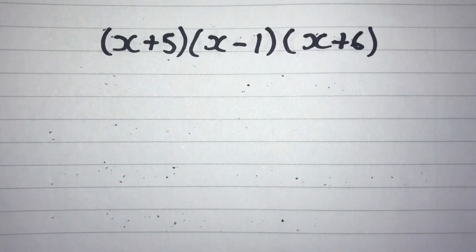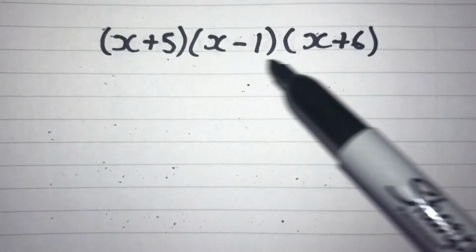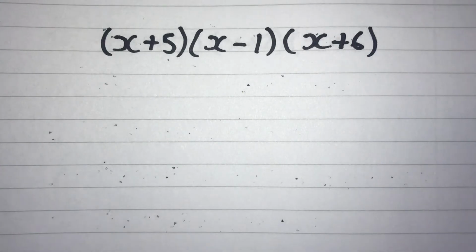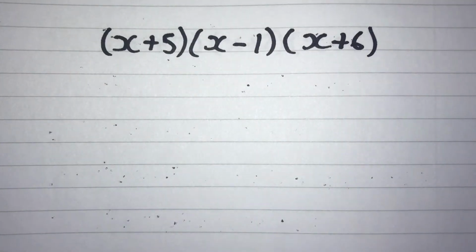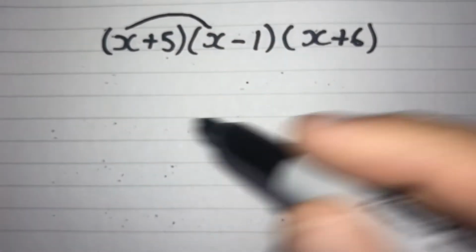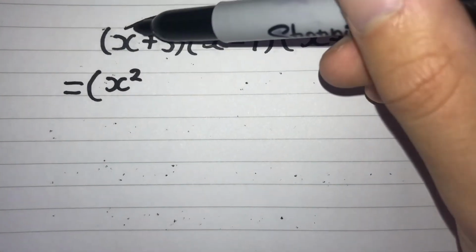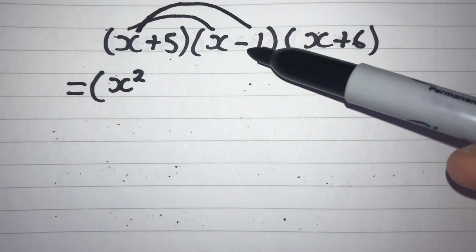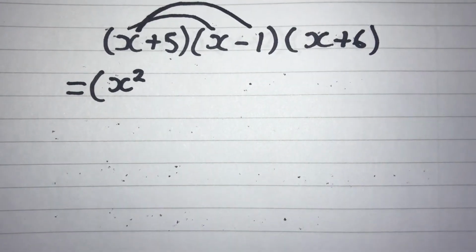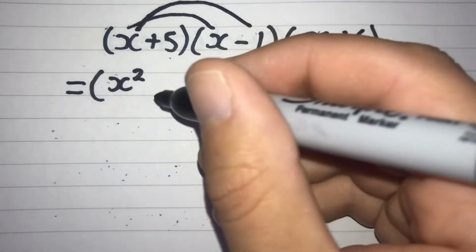This time our three brackets are x plus 5, x minus 1, and x plus 6. And we want to start off again by multiplying these first two brackets together. So starting off with our firsts, that's x multiplied by x, that will give us x squared. Then our outers, that would be x multiplied by minus 1, so making sure we've got that sign with the 1, so it's going to be minus 1. So x times minus 1 will give us minus x.